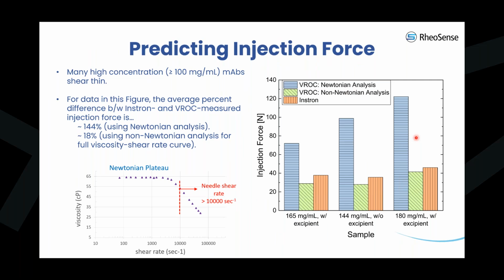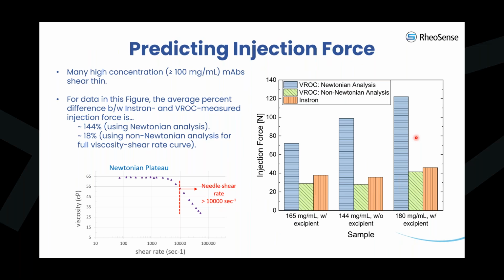With that in mind, let's see how it affects injectability. You know, viscosity can be used as a tool to predict injection force of a therapeutic. As we discussed earlier, to predict injection force, we need the full viscosity shear rate profile, not just one number. We have seen how relying on single point viscosity can lead to overestimating or underestimating injection force, both of which can cause serious issues in formulation or patient experience.